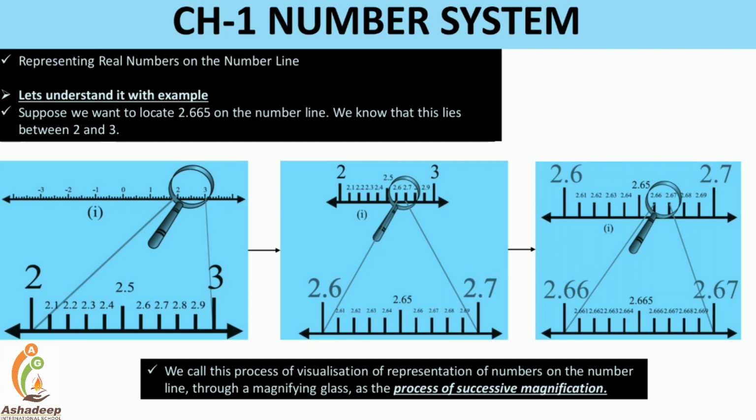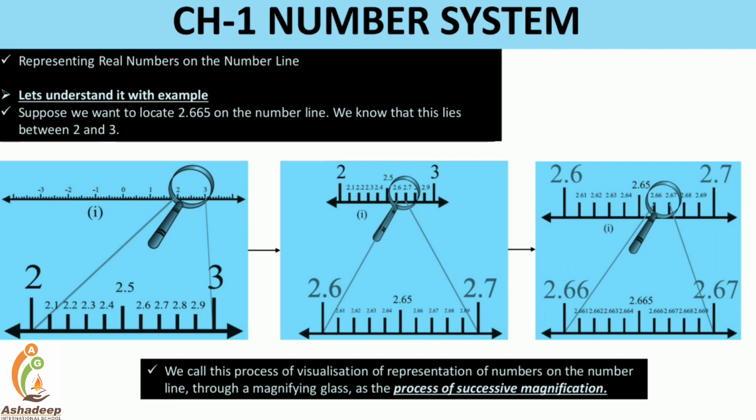Now we want 665. So that is in between 2.66 and 2.67. So we need to zoom in on that, right? Now 2.661, 662, 663, 4, 5, 6 and 7, 8, 9 and 2.67. Now what we want is 2.665. So here it is, 2.665. In this way we need to represent 2.665 on the number line.